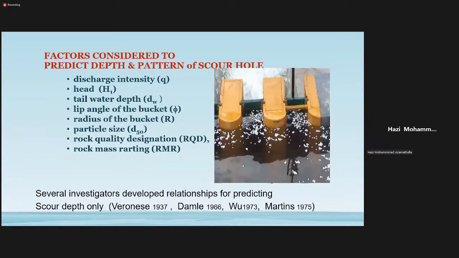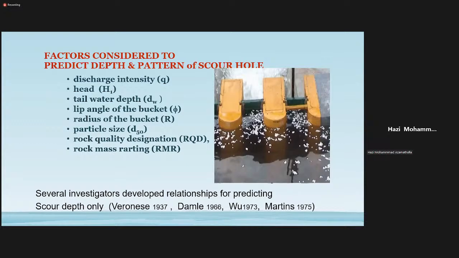Another thing, in this one I have not considered, to be frank, rock quality designation, especially from prototype observations, rock quality designation, rock mass rating. Several investigators developed formulas, and this is a very old topic, 80 years old. At first, Veronese and Damle considered only discharge intensity and head. In my research, I have considered all other parameters. Why? You can see rate of change of momentum equals force. See how much the radius and your lip angle matter. So that is the main cause. That's why I have considered this here. Okay.